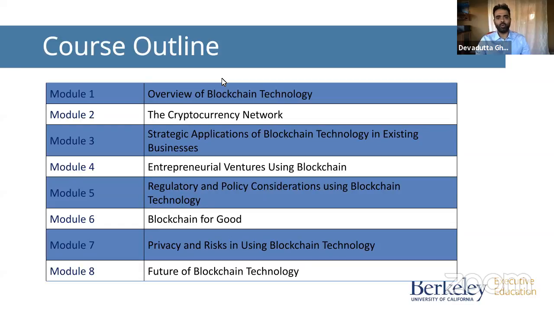From there, we move on to module 5, which is one of the most important modules. It is the regulatory and policy considerations of blockchain technology. The regulatory conditions around blockchain technology always keep changing, and every country has its own blockchain technology rules, which keep evolving at a rapid pace. And module 5 hopes and helps you to get a grip of the lay of the land when it comes to regulation.